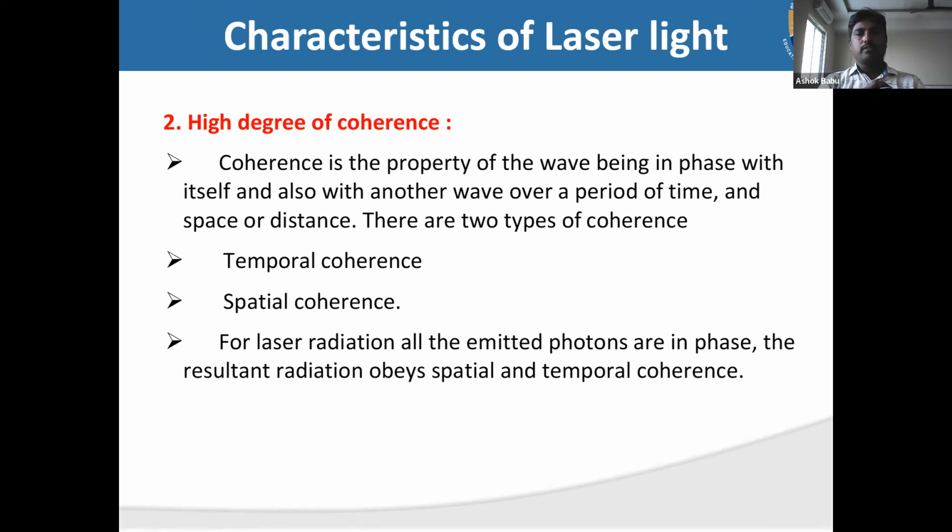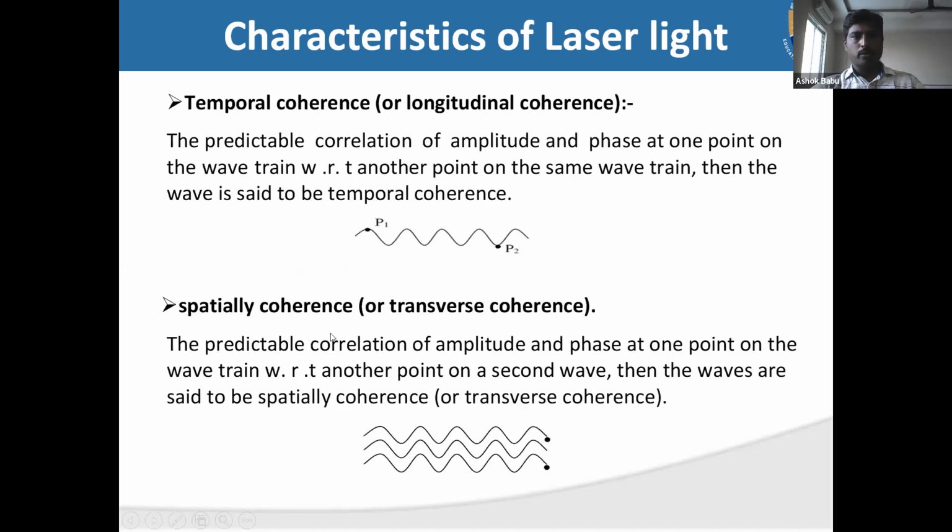So there are two types of coherence: one is temporal coherence and the other is spatial coherence. Temporal is longitudinal coherence and spatial is transversal coherence. A laser beam has both, temporal and spatial coherence. Temporal is nothing but longitudinal.